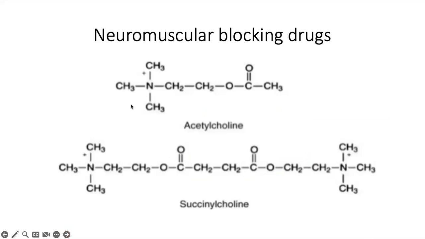So this is the structural formula of acetylcholine and suxamethonium. If you look here, suxamethonium or succinylcholine is actually two acetylcholine molecules bound by ester bonds. And what happens is that the succinylcholine is broken down by the pseudocholinesterase.